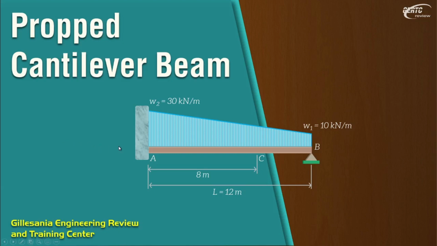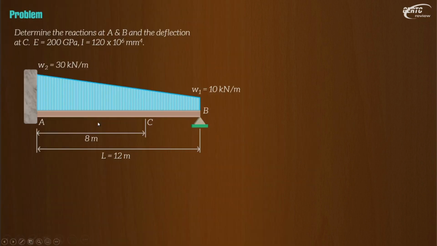Okay, today we will discuss propped cantilever beam, particularly here. Okay, let's have this problem. Determine the reactions at A and B and also the deflection at C. Deflection only. And then maybe we can find the maximum deflection later on.